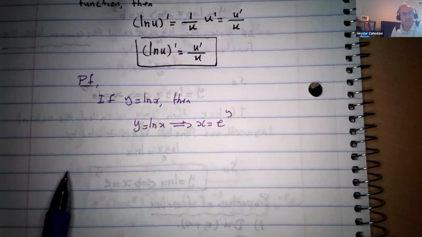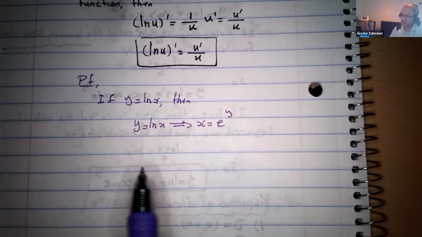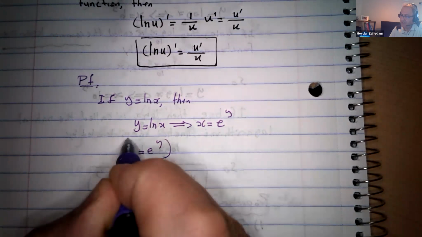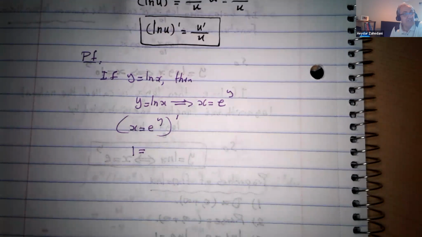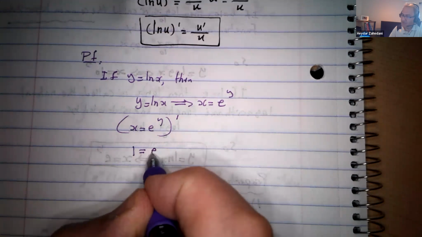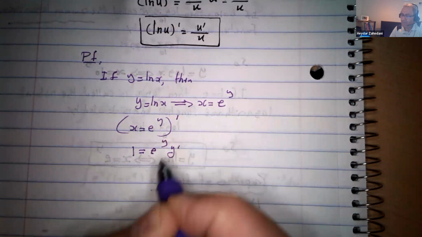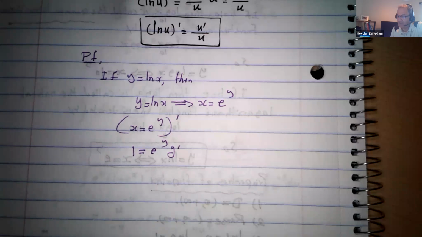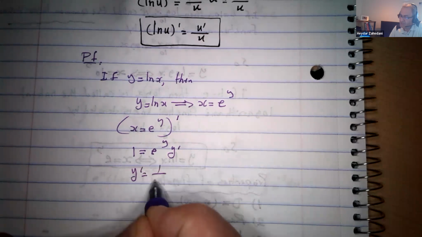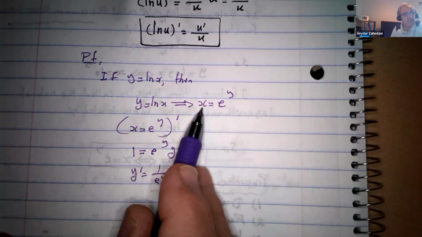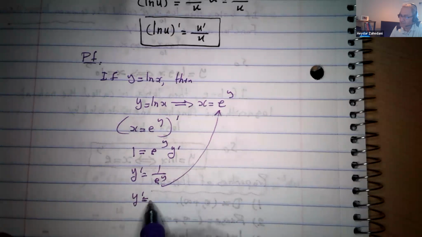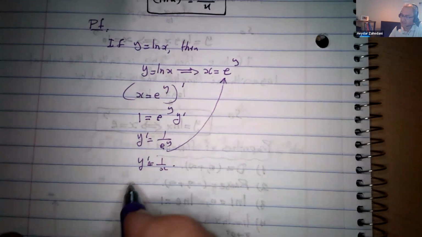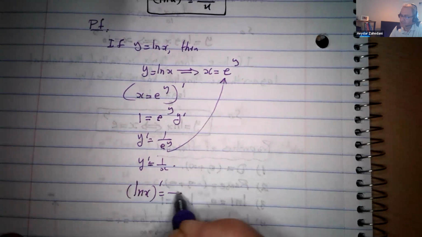Differentiate both sides with respect to x. So x equals e to the y. If you differentiate it, the derivative of x would be 1. The derivative of e to the y is like e to the u, the derivative of the e function, e to the y, times y prime. You can take it as implicit differentiation, or just the chain rule. So y prime would be 1 over e to the y. But e to the y is x. So y prime would be 1 over x, very easy. So what I did, I proved that the derivative of ln x is simply 1 over x.